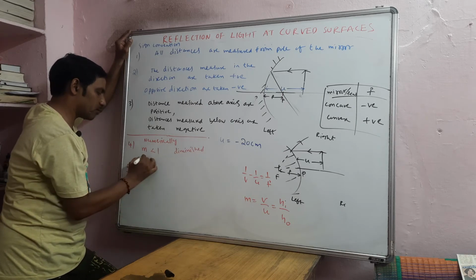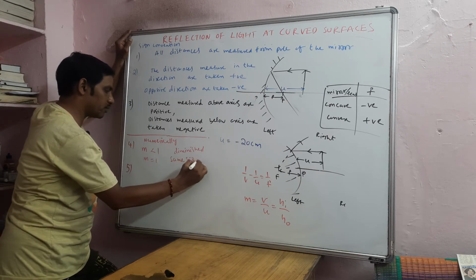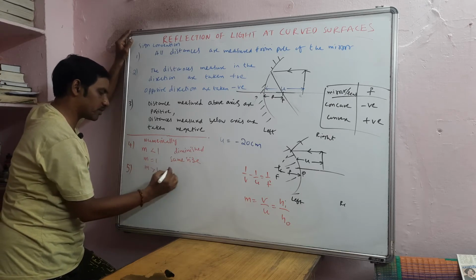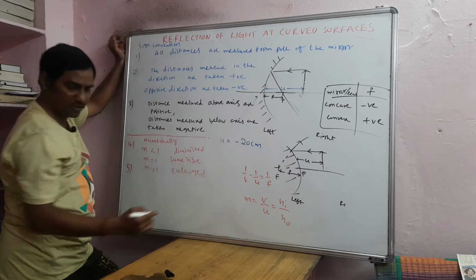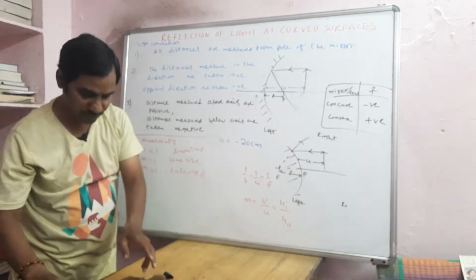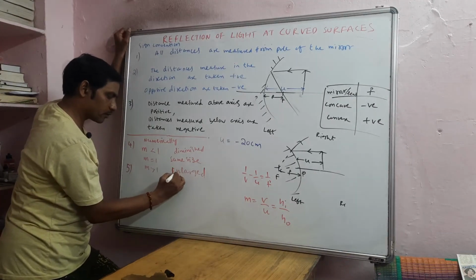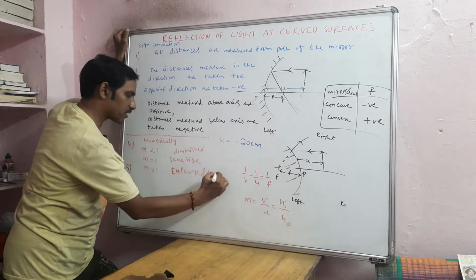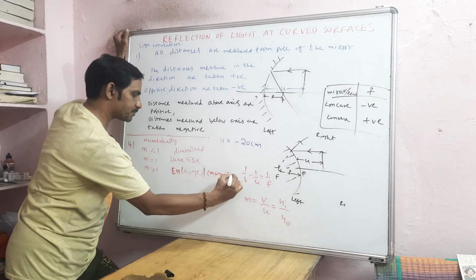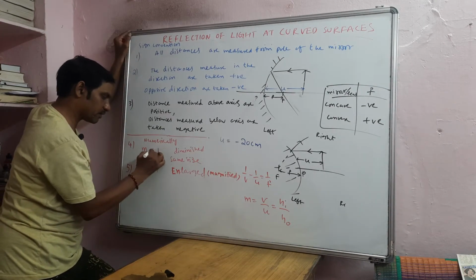If m is equal to 1, the image will be the same size, and if the m value is greater than 1, then you have to say the image will be enlarged. In some books it is given as magnified. So whether you say enlarged or magnified, the meaning is the same. Now, m is greater than 1 for enlarged, and m is less than 1 for diminished.